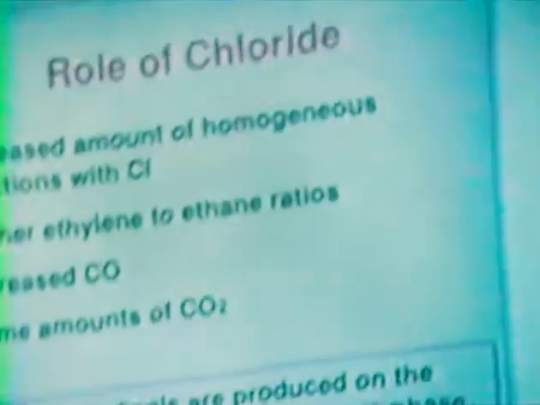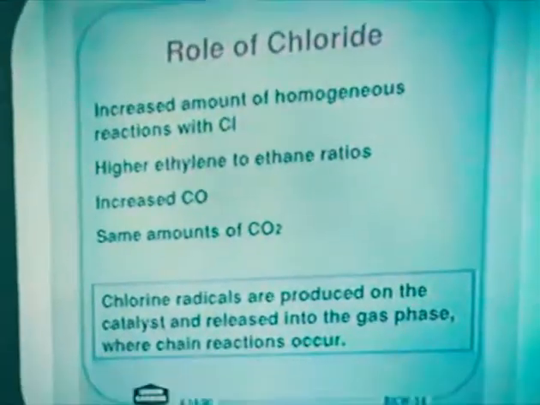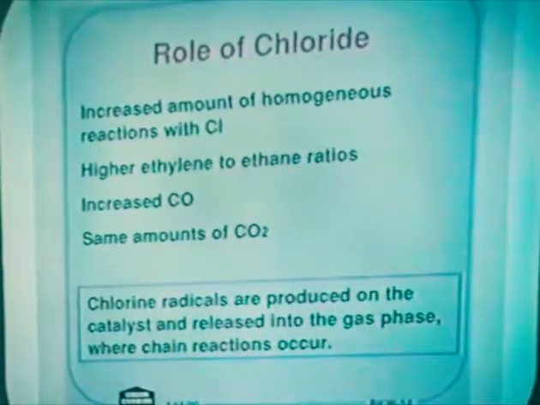So what's the role of chloride? What have we seen? One thing we've seen is that you increase the amount of the homogeneous reactions with chlorine. We see the overall rates are slightly larger. Higher ethylene to ethane ratios, we believe, from a gas phase reaction. Increased CO, which you'd expect if you increase the overall chain reactions in the gas phase, same amounts of CO2. So we think chlorine radicals are produced on the catalyst, released into the gas phase where chain reactions occur, in a manner similar to what has been proposed by Jack Lunsford for the methyl radicals.